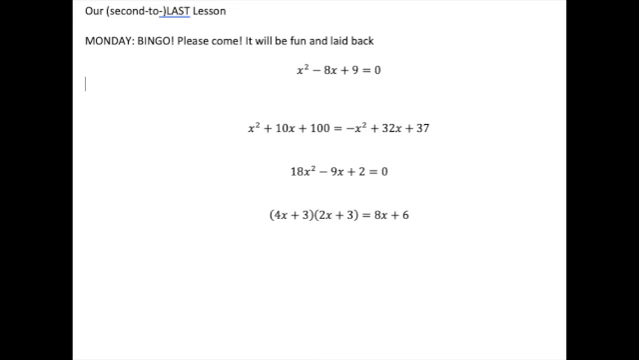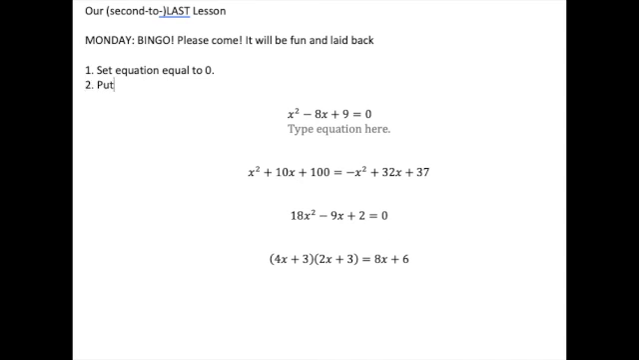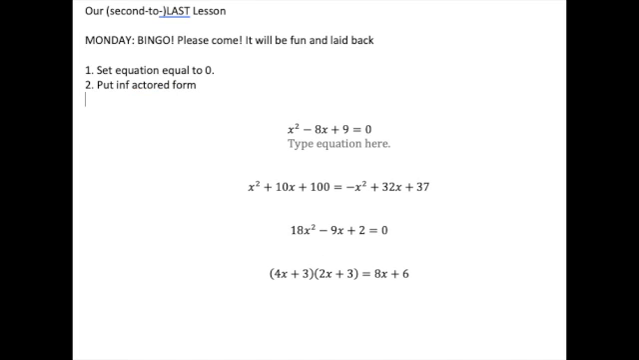Remember, when we are solving these equations, we want to make sure we are turning things into factored form once the equation is set equal to 0. So step 1, set equation equal to 0. Step 2, put in factored form. And then step 3 is solve each factor. Set each factor equal to 0 and solve.